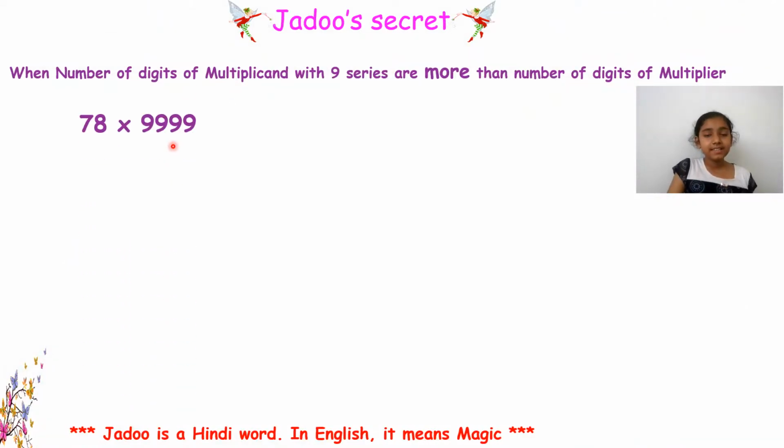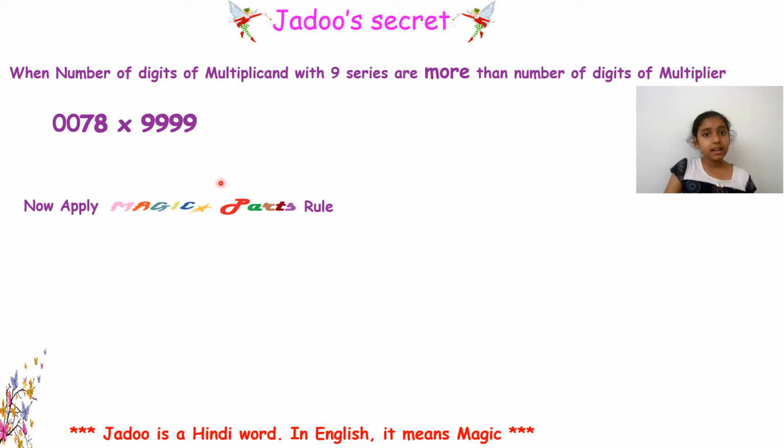I've taken this example. As always, before going to the actual magic, I want to share today's Jadoo secret. And the secret is just prefix a number of 0s to the multiplier like this. Now, multiplier has 4 digits, multiplicand has also 4 digits. As you already know, adding 0 before a number doesn't harm it. And then apply the magic part.